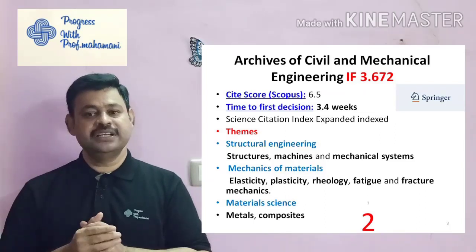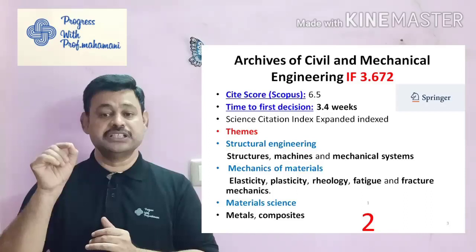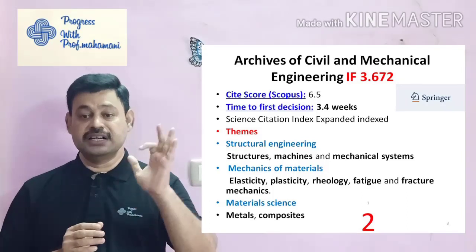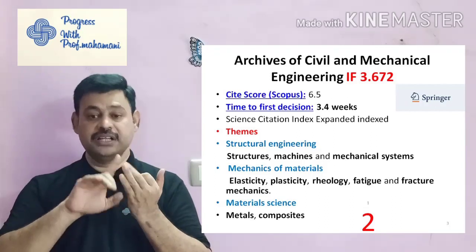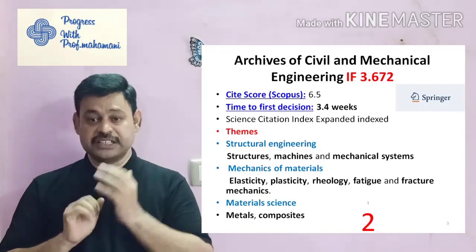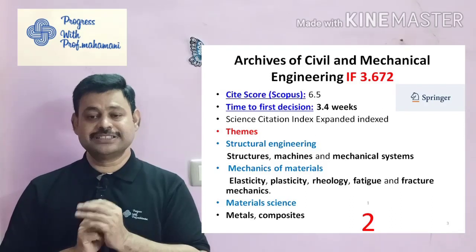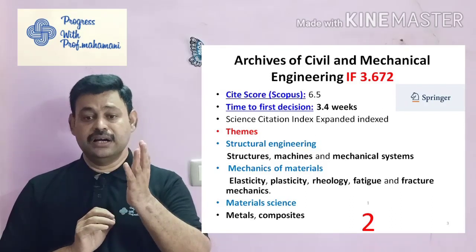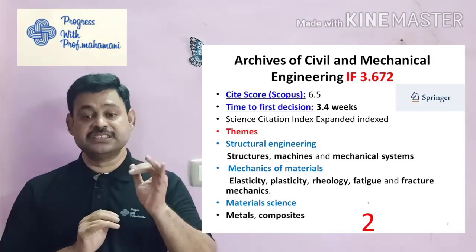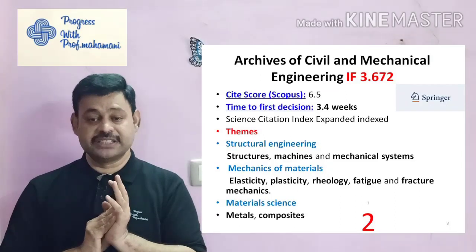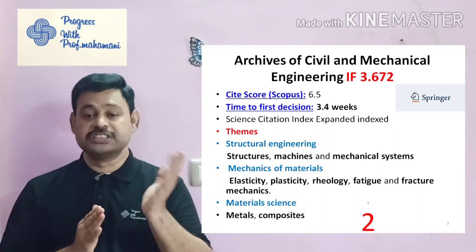This is, as usual, a SCIE category. The theme for this particular journal is structural engineering. Three categories are given: structural engineering, mechanics of material, and material science. In structural engineering, you can submit a paper in the area of structures, machines, mechanical systems. Then mechanics of material, the properties like elasticity, plasticity, fatigue, fracture mechanics. This kind of articles you can submit.